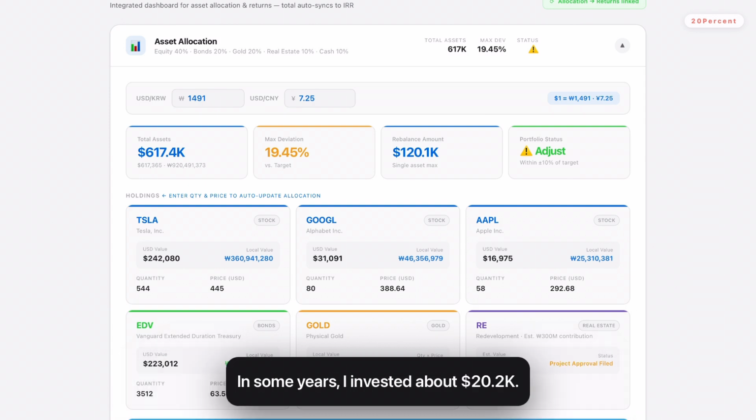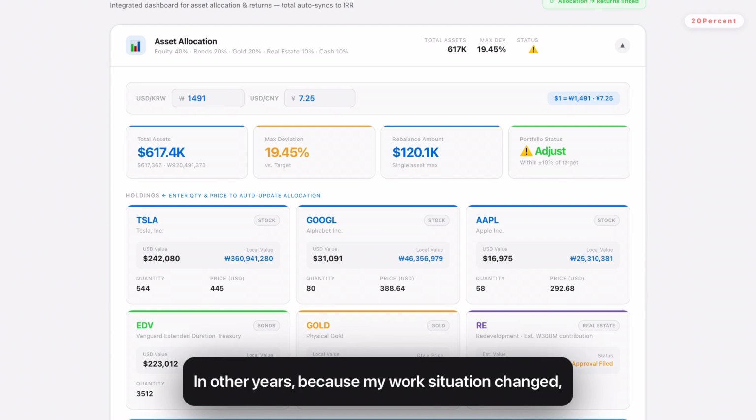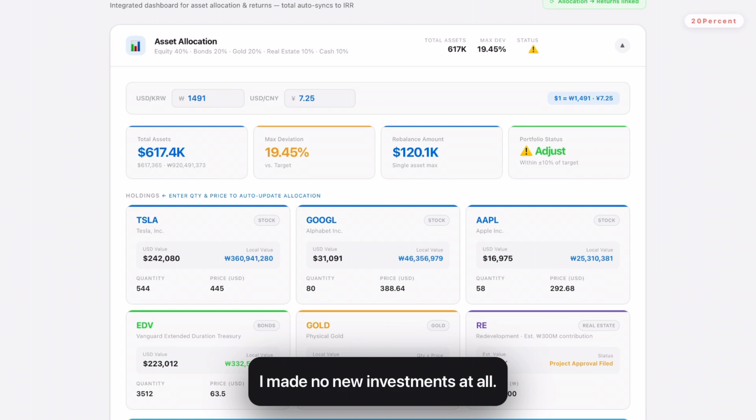In some years, I invested about $20.2 thousand. In other years, because my work situation changed, I made no new investments at all. Annual returns were different too. In some years, my returns were over 100%. In other years, I had losses. For the detailed year-by-year record, please refer to my earlier videos.